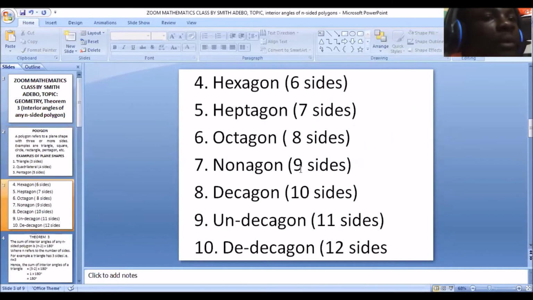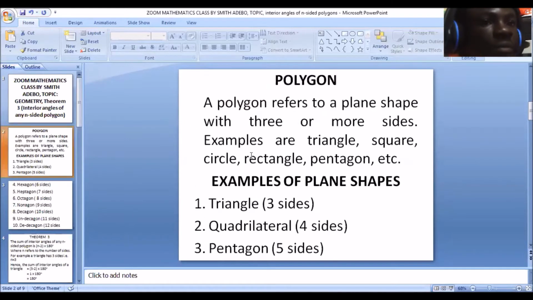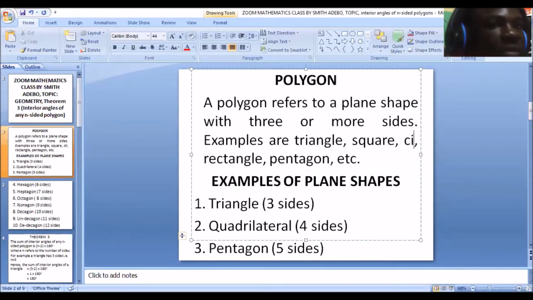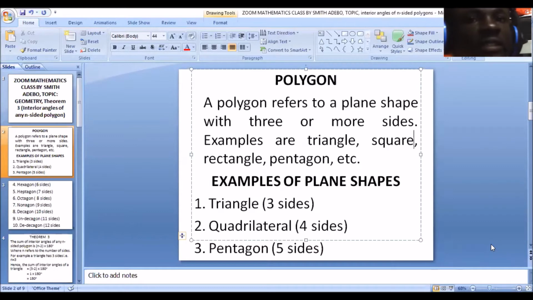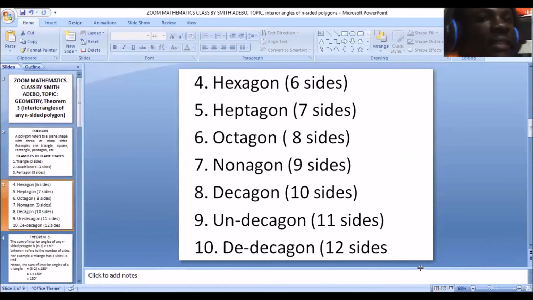Number one, we have a triangle. A triangle refers to a plane shape with 3 sides. A plane shape that has 3 sides is called a triangle. A polygon with 3 sides is called a triangle. Now we have a quadrilateral. A quadrilateral is a plane shape with 4 sides. We have a pentagon. A pentagon is a plane shape with 5 sides. Then we have a hexagon. A hexagon is a plane shape with 6 sides.